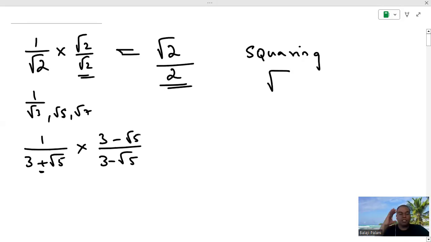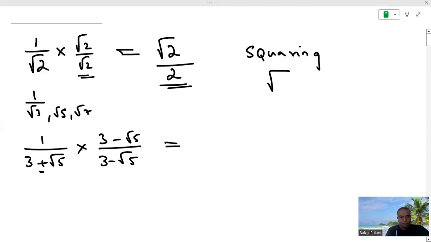You cannot multiply the numerator alone by 3 minus root 5. You cannot multiply the denominator alone by 3 minus root 5. Why? Because we can only multiply by 1, in the format of a particular number over the same number. Understand this clearly before you start working it out.